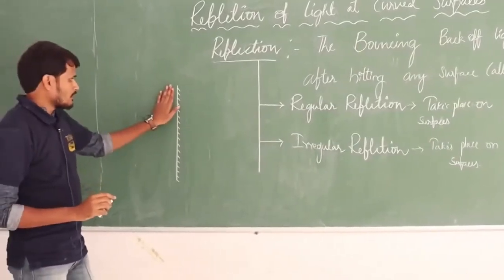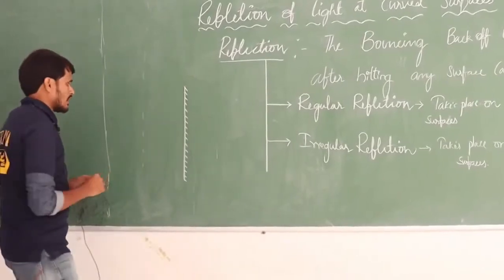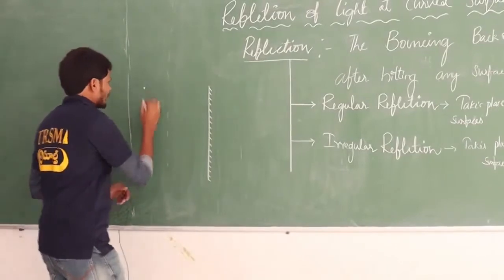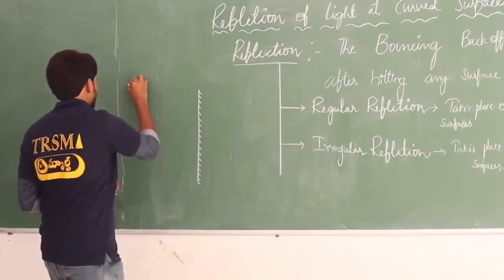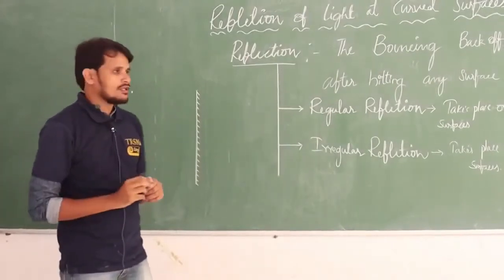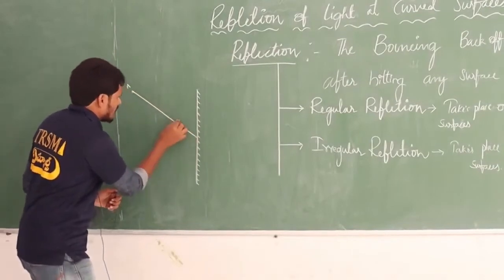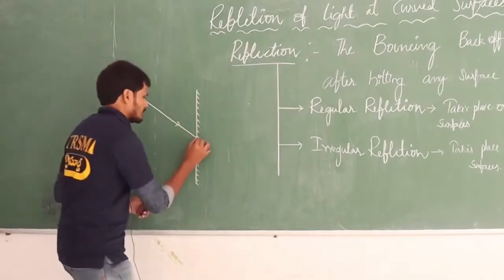Now the plane mirror acts as our surface. Let's see how reflection takes place on this. I am considering a light source at a point, and let's say that point A is the light source. From that, one ray comes and strikes the surface at point O.